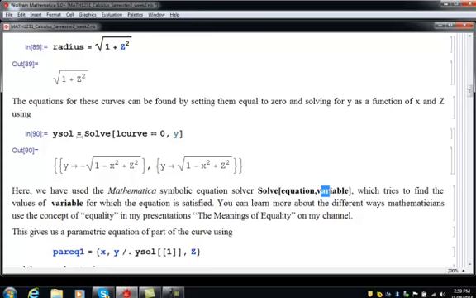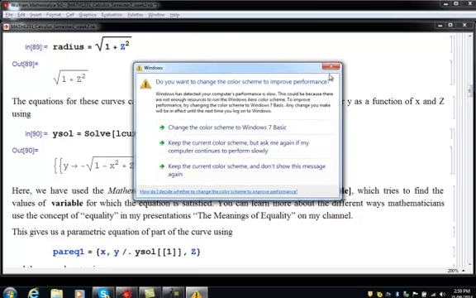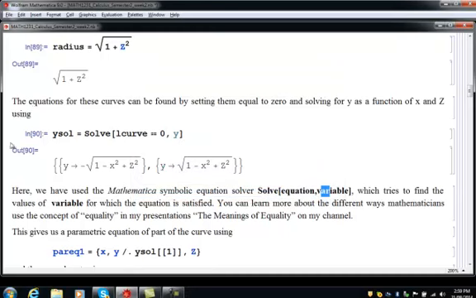So notice that this expression with the double equals sign here is yet another way that mathematicians use the concept of equality. And if you want to learn more about the different ways mathematicians use the concept of equality, you can look up one of my presentations called The Meanings of Equality, which is on my YouTube channel.